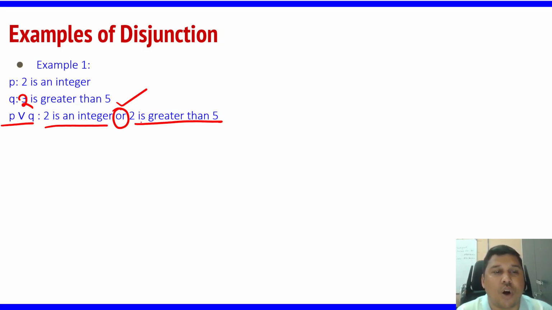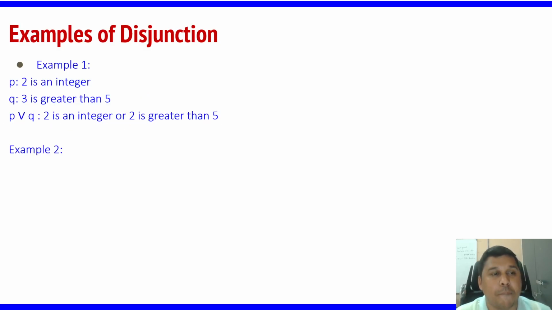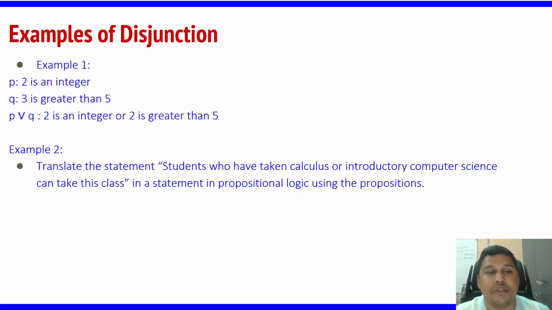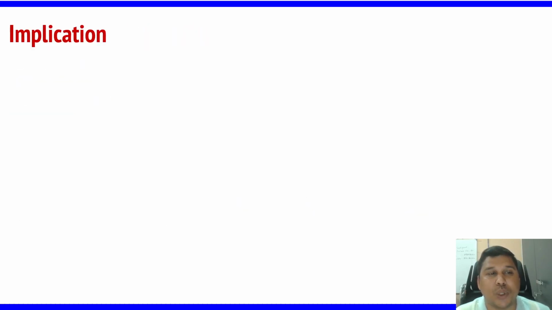2 is an integer or 2 is greater than 5. Just include the OR symbol in between. Like this, you can see different examples and try to solve them.